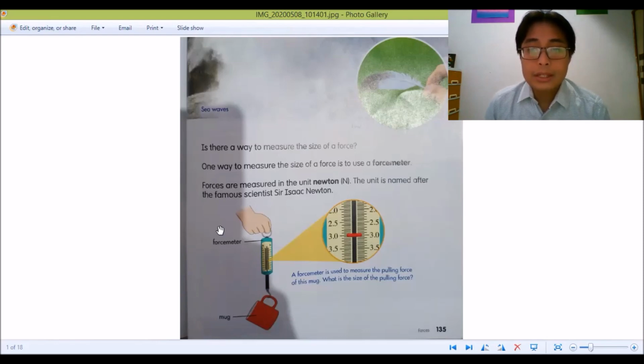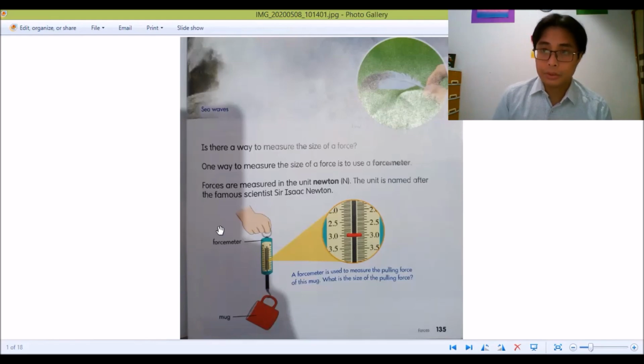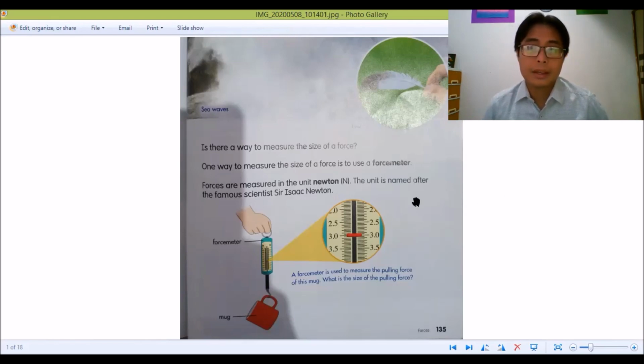The unit is named after the famous scientist Sir Isaac Newton. Isaac Newton is a famous scientist who invented the 3 laws of motion. You will learn more about him and his theories when you are in a higher level.